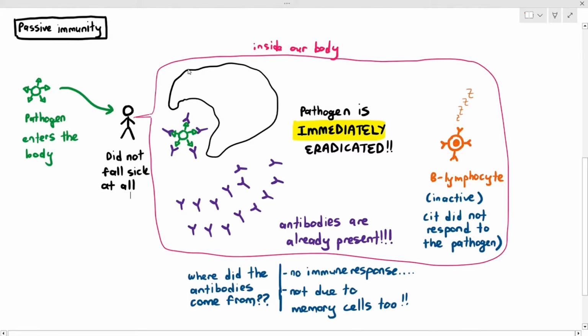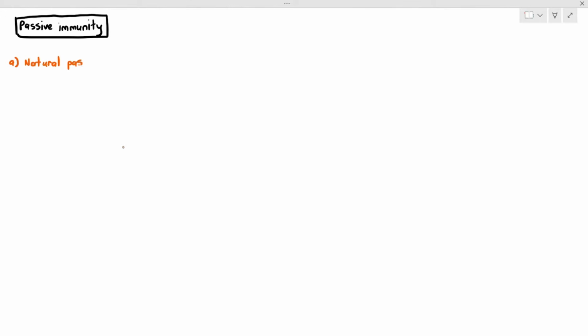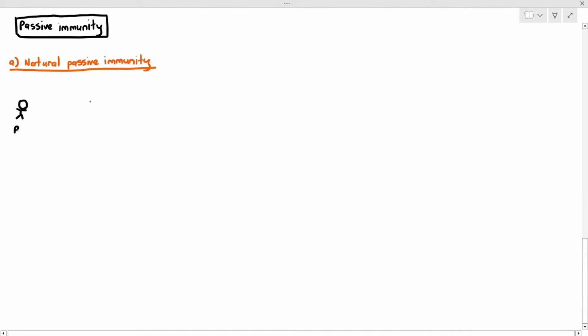As we can see here, the B lymphocyte is just minding its own business. So of course, students might be like, oh, this immunity is really amazing. Because why is this immunity amazing? The antibodies are immediately eradicating the pathogen. But there are some limitations, but let's look at it anyway. So for passive immunity, the first type we are looking at is natural passive immunity. So what exactly is natural passive immunity anyway?